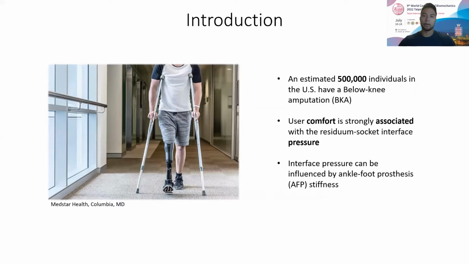An estimated 500,000 individuals in the US have a below knee amputation. User comfort is strongly associated with the residuum socket interface pressure. Because there are pressure intolerant zones of the residual limb within this custom socket, there can be discomfort during the dynamics of walking. It has also been proven that interface pressure can be influenced by ankle foot prosthesis stiffness. So by tuning this prosthesis stiffness, we can augment the interface pressures within this residuum socket.